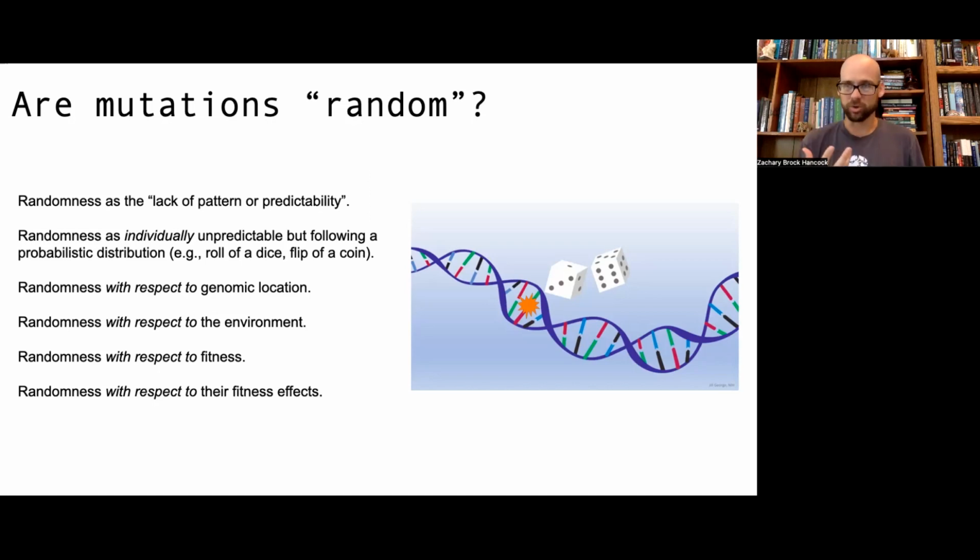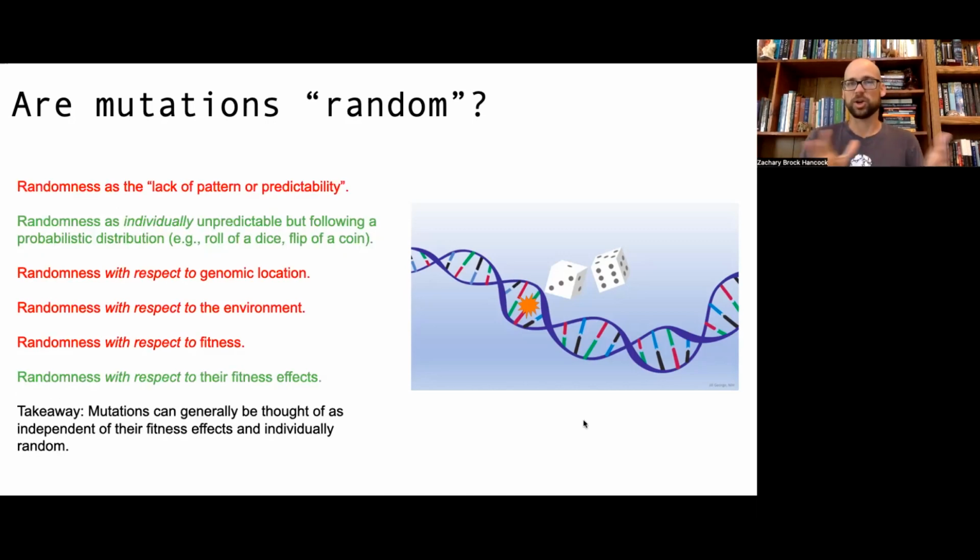And so in general, we can say that mutations are, and I think we should use the word independent instead of random, that mutations are independent of their effects on fitness. And we can say that mutations are individually random, that is to say, they're individually unpredictable, but they follow a probabilistic distribution. So all of the rest of these things, I think, are incorrect ways of thinking about randomness, and arguably, even the last one here, the word random is not really what we mean. We probably should be saying independent as opposed to random.